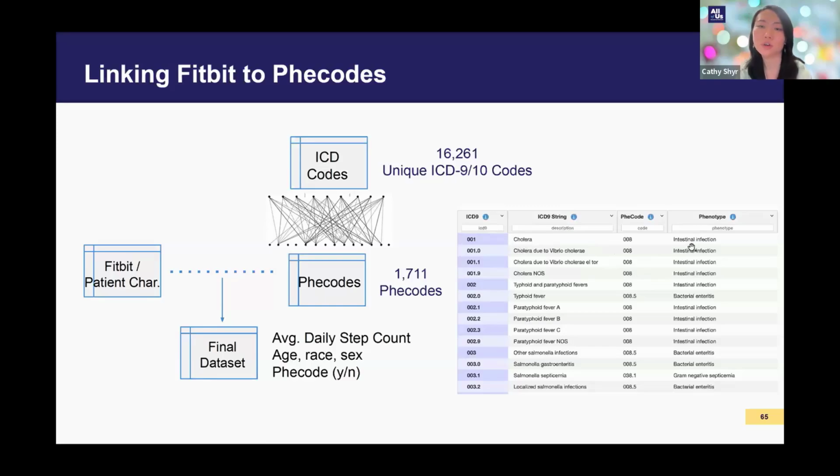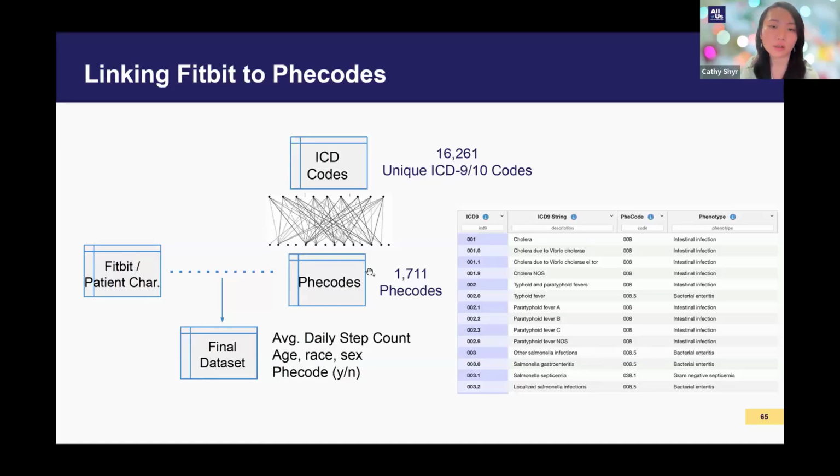So essentially the phe code is being able to distill information from the ICD-9 and ICD-10 codes. Another example is typhoid fever, which has the ICD-9 code 002.0. And then if we also look at this other condition, other salmonella infections, which has a separate ICD-9 code, both of these map to bacterial enteritis.